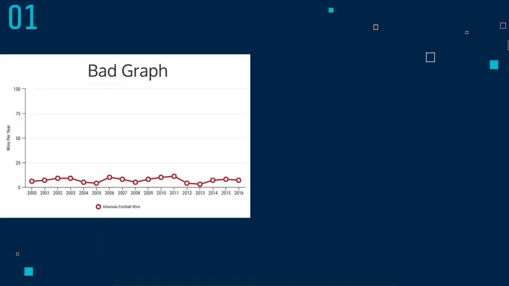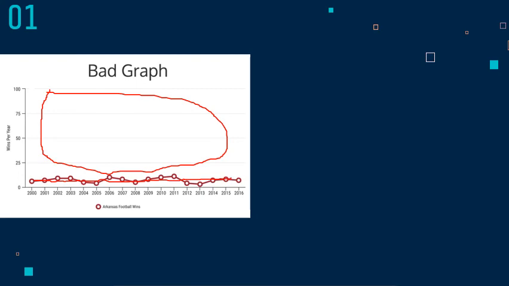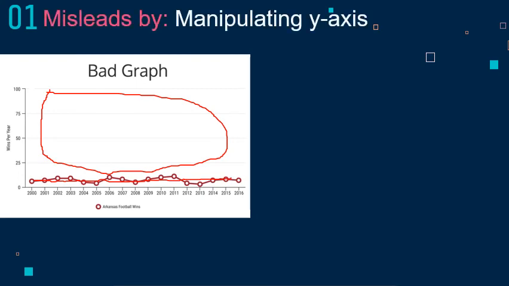Okay, so let's look at a few examples of bad graph, good graph, and try to figure out how they're misleading. So here we've got a graph which shows Arkansas football wins over these various years. Why is it a bad graph? Well, it has all this space here. So what they've done is they've dampened the effect by putting all this white space in here to try to make this look like a flat line, that they're pretty consistent with their wins. Whereas actually they've manipulated the y-axis.